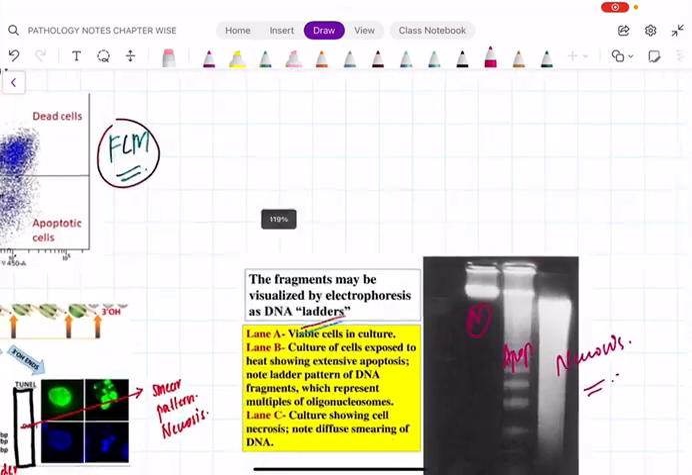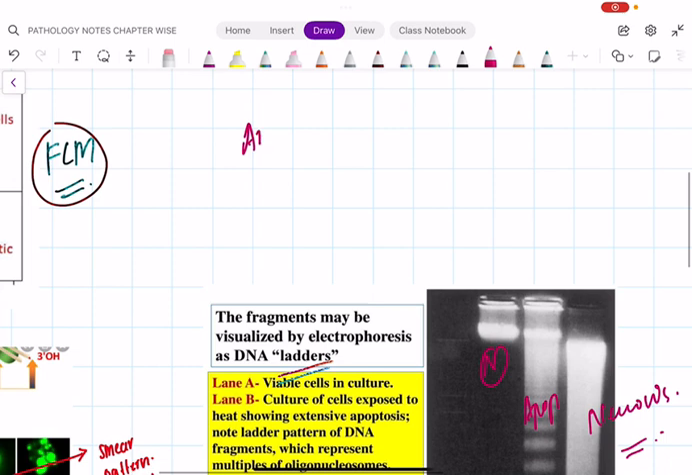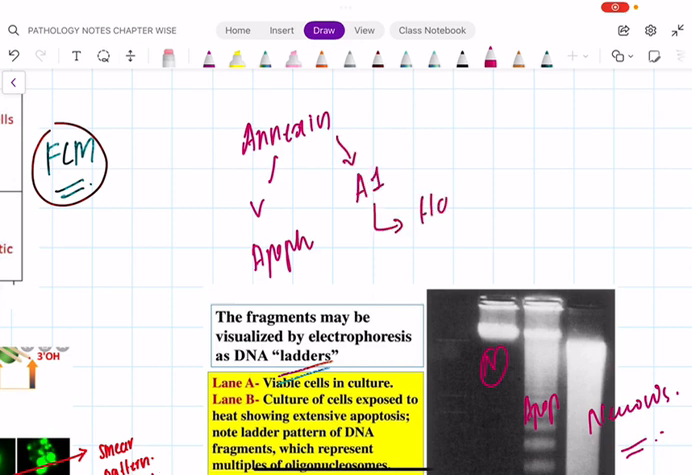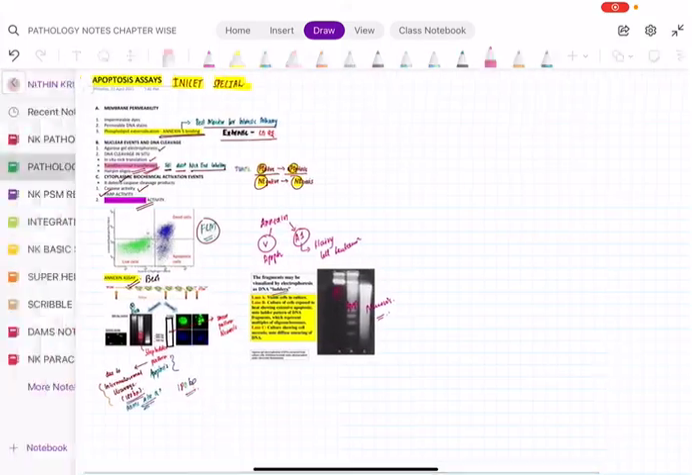Remember, we have various annexin markers. Annexin 5 is for apoptosis, and in hematology, annexin A1 is a marker of hairy cell leukemia. Annexin A1 is for hairy cell leukemia, annexin 5 is for apoptosis. So that finishes the apoptosis assays.